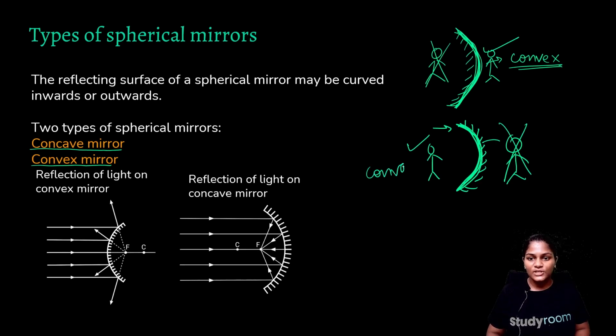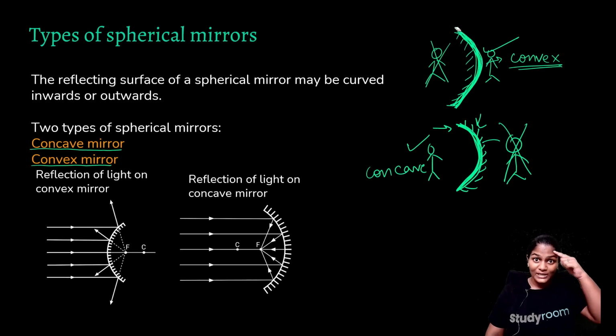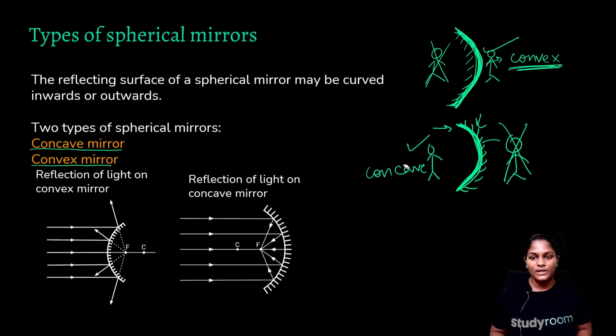The mirror in which the reflecting surface is caving in, like this one, is a concave mirror. The spherical mirror in which the reflecting surface is bulging out, like you've been hit on the head, is a convex mirror. Okay, these are the two types of mirrors that you have to study about.